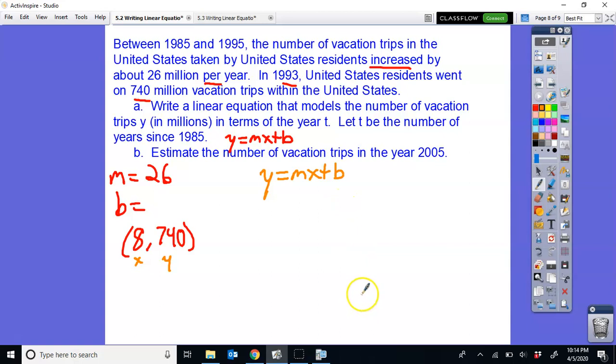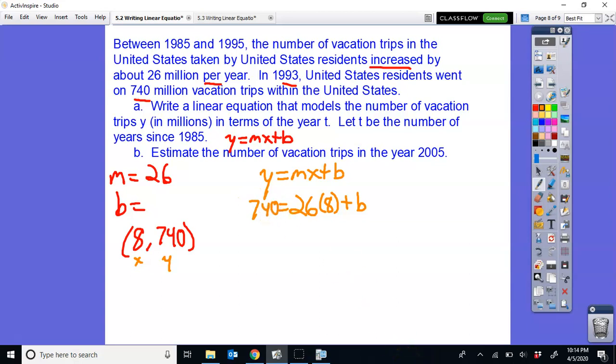So I'm going to let you try that. Pause the video here and try it before you watch the solution. So the m is 26. The x value was 8, but we don't know what b is. The y value is 740 million.